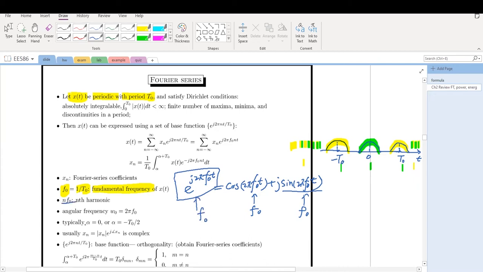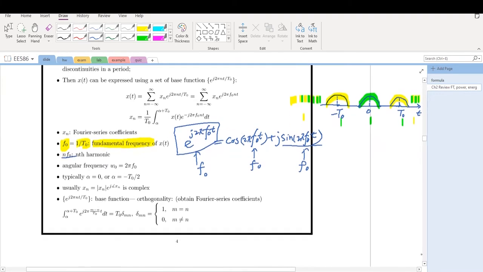Then we talk about nth harmonics. The nth harmonic has this format. It can be expressed by e to the power j 2 pi f0 n t. In this case, the frequency is n f0. So therefore, this is the fundamental frequency, then this is the nth harmonic.